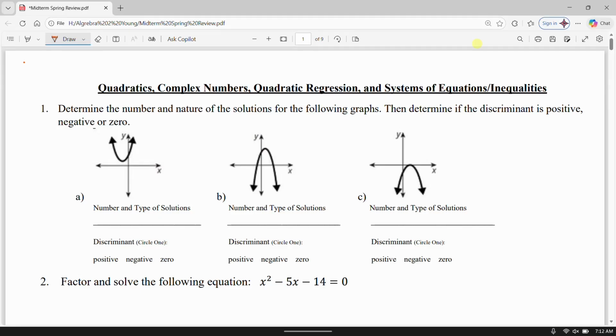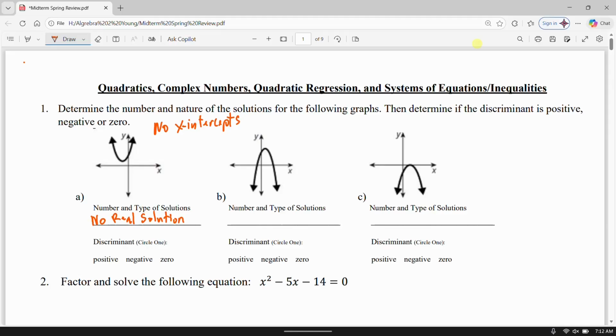Number one, this is a parabola. It's a U shape. It doesn't have any x-intercept, so there are no real solutions. So you're going to have imaginary solutions.